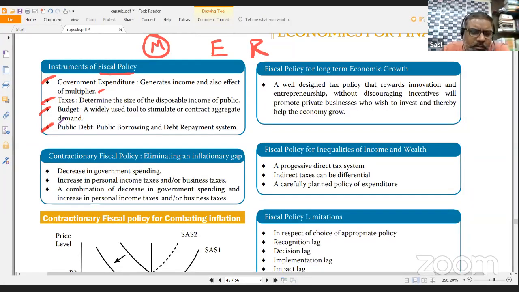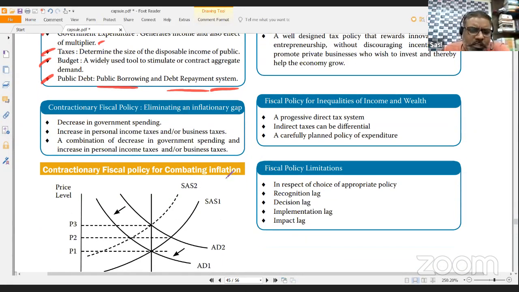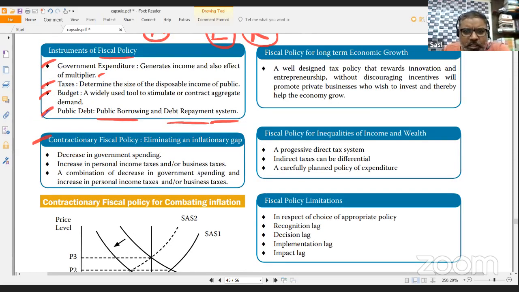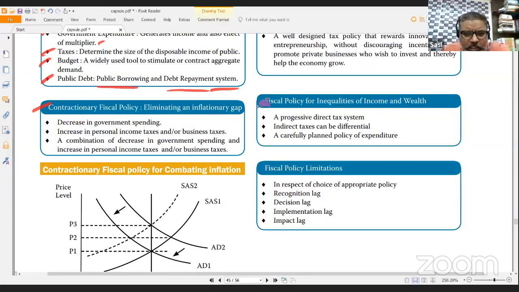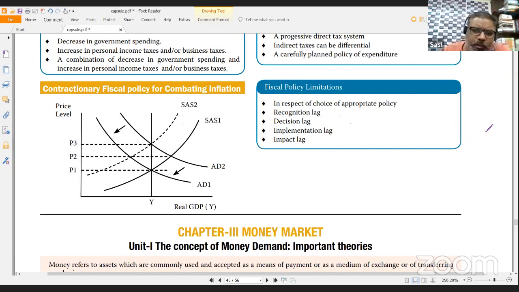And of course, when there is a difference between these two, the expenditure of the government and the revenue of the government, if there is a mismatch, government has to borrow. So public borrowing and debt repayment systems are also part of the fiscal policy. So these are the various broader things related to fiscal policy. And contractionary fiscal policy is different, expansionary fiscal policy is different. For long-term economic growth, fiscal policy will be very important. And not only for that, for reducing the inequalities of income and wealth also, fiscal policies will be there.